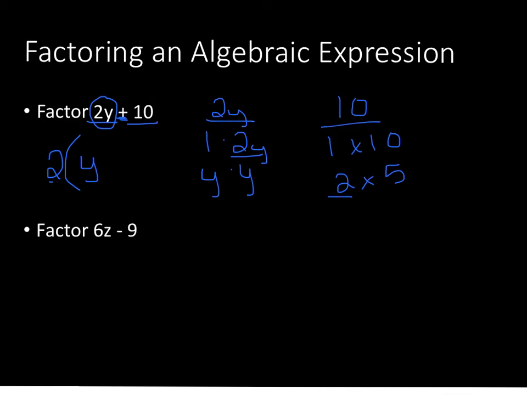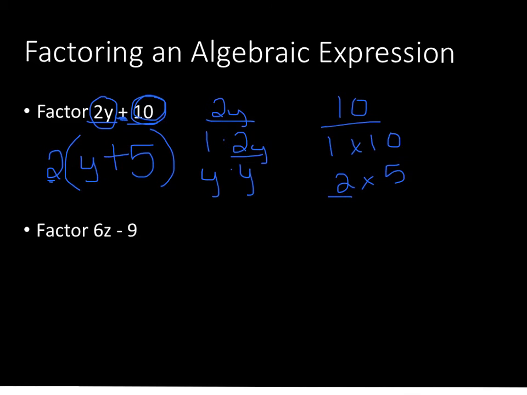Again, I'm keeping that same operation that they gave me, so that's addition. And then I'm going to ask, okay, 2 times what would give me 10? Well, 2 times 5 would give me 10. And then I'm going to close my parentheses.